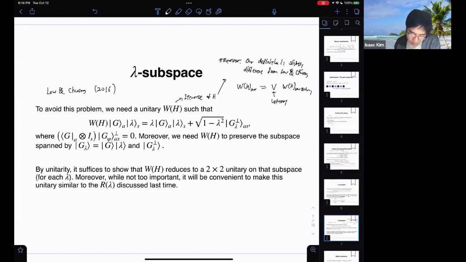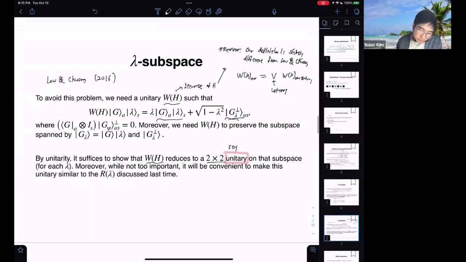So I'm just gonna say that we need a unitary W_H such that if you apply W_H to this G lambda perpendicular, we still get some state that is in the span of G lambda and G lambda perpendicular. So that will at least solve one of our problems, okay? And I'm gonna argue that by unitarity, to ensure that, it suffices to show that W_H on this two-dimensional subspace reduces to a 2x2 unitary operator. The keyword here is unitary.